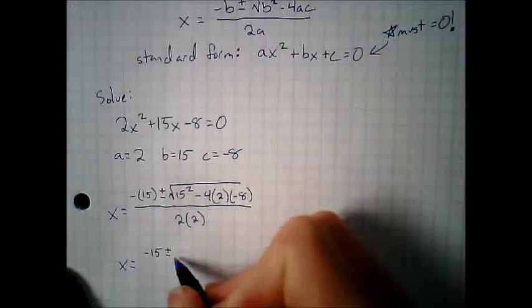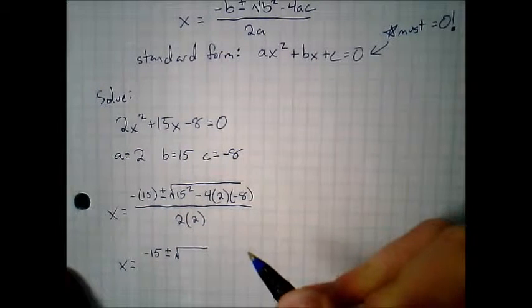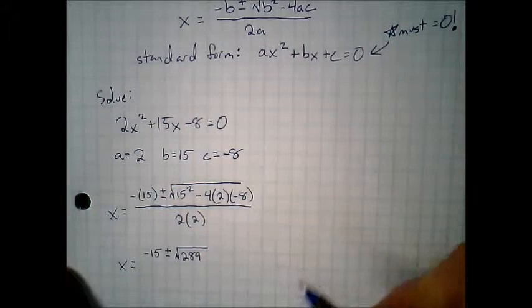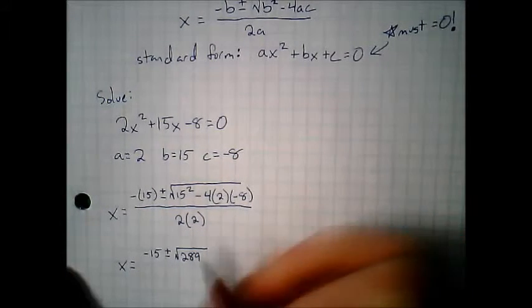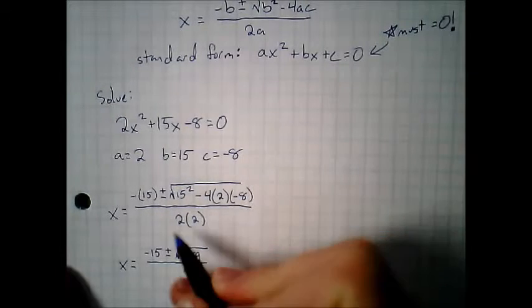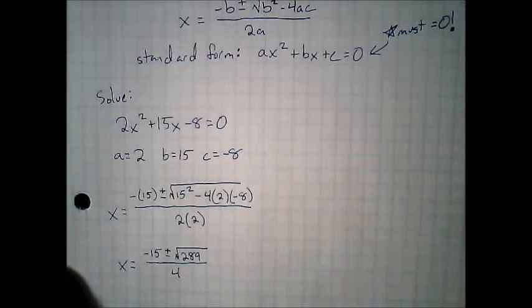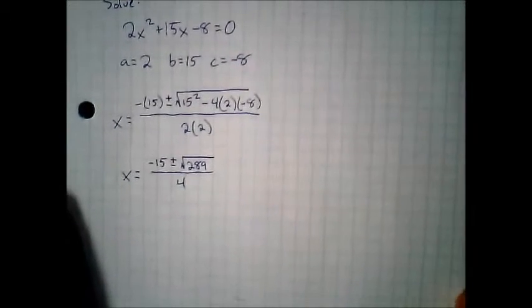So we have x equals, well now I know the opposite of 15 is just negative 15. We have plus or minus. We still have this square root because we didn't take the square root of anything yet, and we know that inside equals 289. And then we're dividing this by 2 times 2, and 2 times 2 is 4. Okay, now is when we break it up and do it separately.